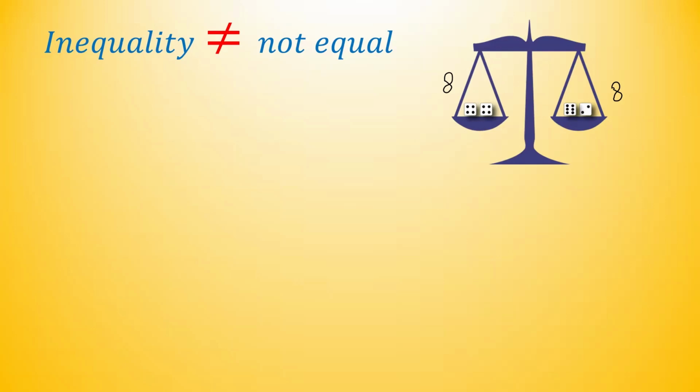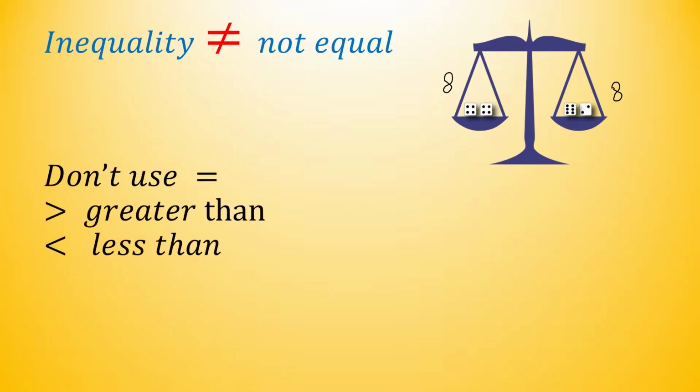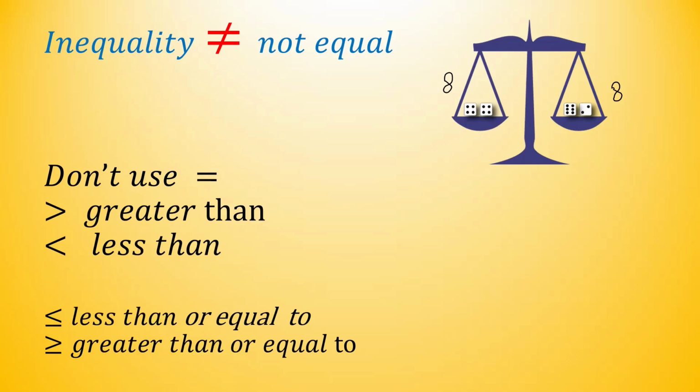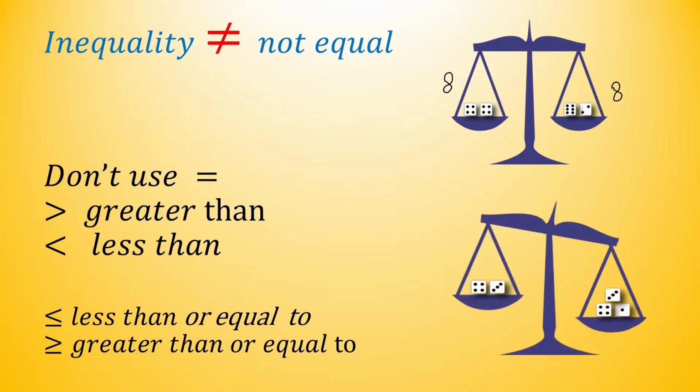But now we are going to look at inequality, which means we don't use the equal sign. Rather, we use greater than or less than, or else less than or equal to, greater than or equal to. As you can see in the picture, the left side is showing 7 and the right side is 8. So here there is an imbalance, and that is called inequality.